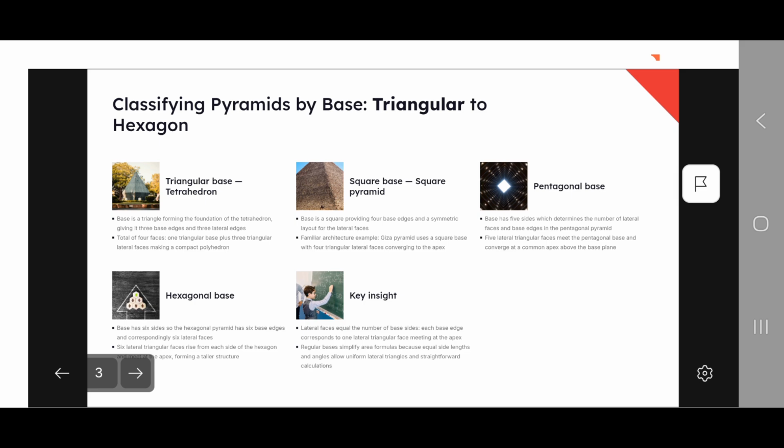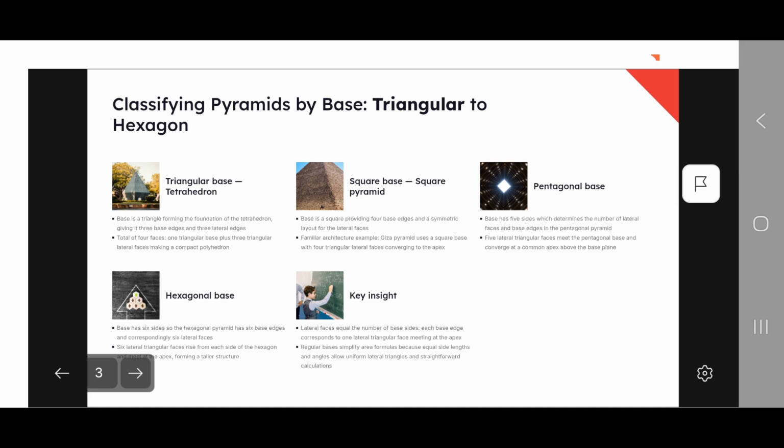So, the triangular base, tetrahedron. The base is a triangle forming the foundation of it. Tetrahedron, giving it 3 base edges and 3 lateral edges. Total of 4 faces: a triangular base plus 3 triangular lateral faces, making a compact polyhedron.